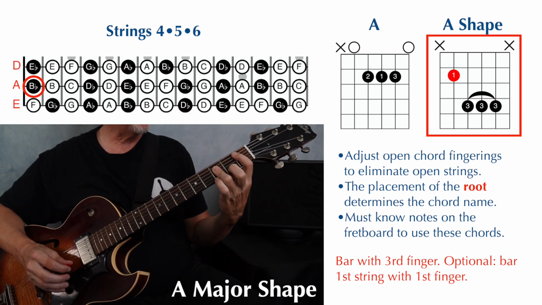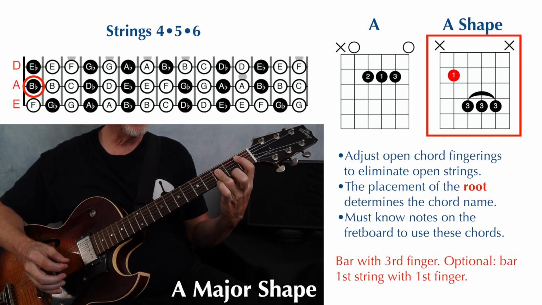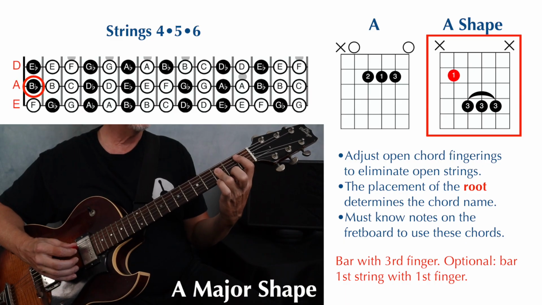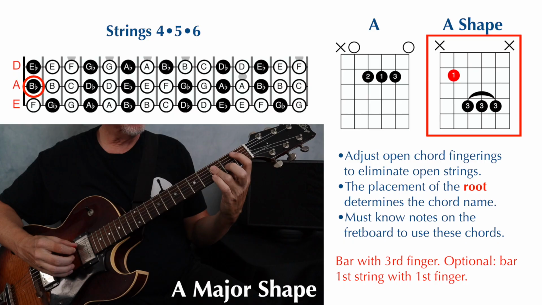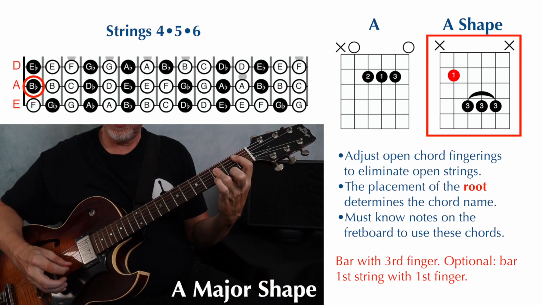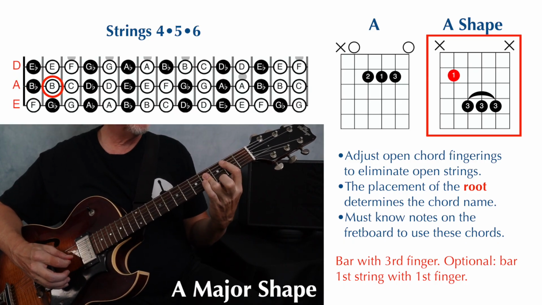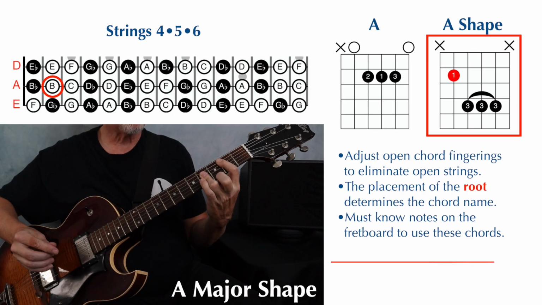Now this is a B flat major that I'm playing because I've taken this A major shape, and I've moved it so that the root is on this B flat on the 1st fret of the 5th string. Move it 1 fret higher, we've got a B major.